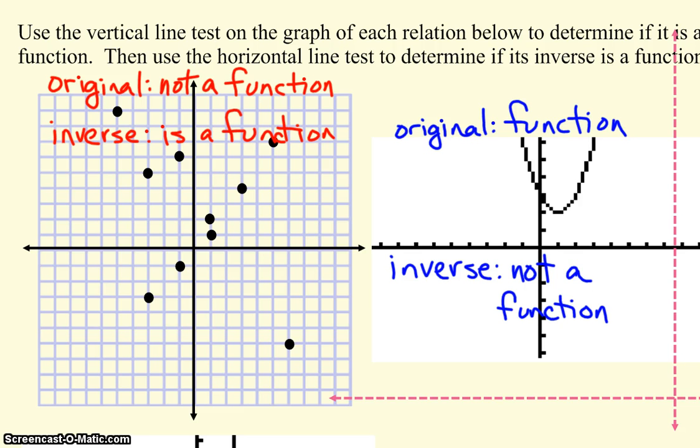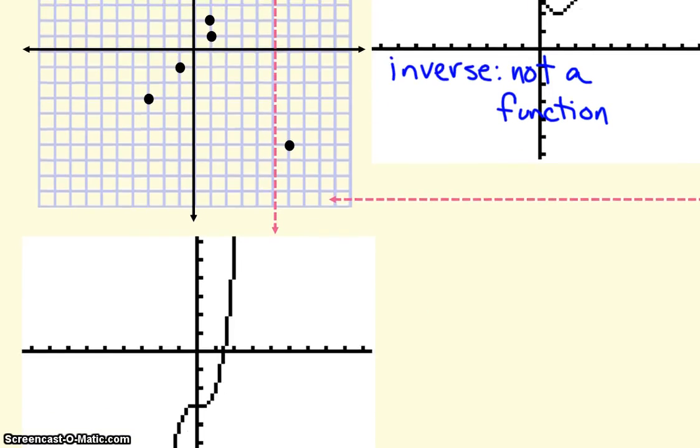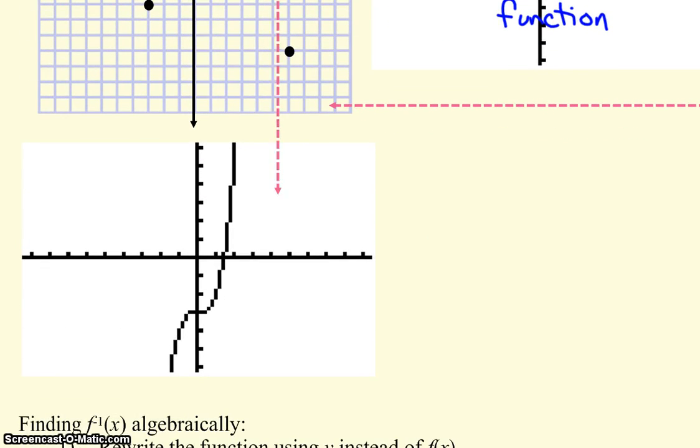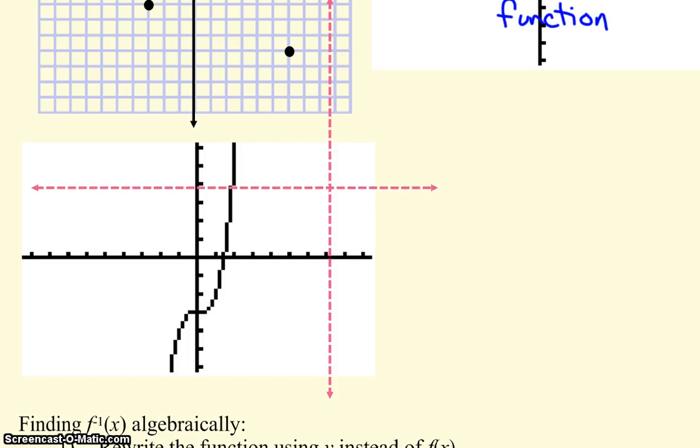Now, here's hoping that you didn't get tricked on the next one, because on the next one, they are actually both functions. Most people can see the vertical line test because you can kind of see that that graph is still going up more at an angle. It's not going completely vertical.